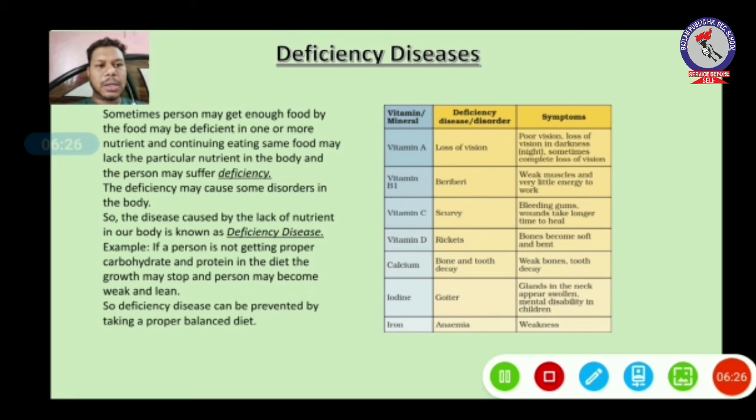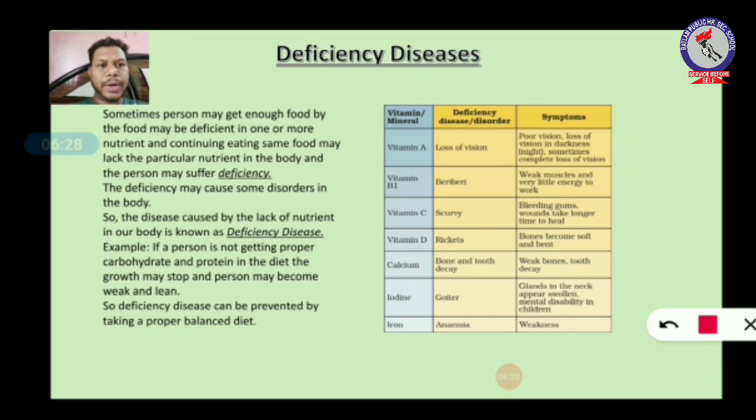You can see in the table here, vitamin A. The disease caused by vitamin A deficiency is loss of vision. The symptom is poor vision, loss of vision. If a person is not getting the proper amount of vitamin A, he will lose his vision or will have poor vision. Now we'll talk about vitamin B1. The disease caused by this vitamin is beriberi. Its symptom is weak muscles and very little energy to work. If we do not get proper vitamin B1, we will feel very weak.